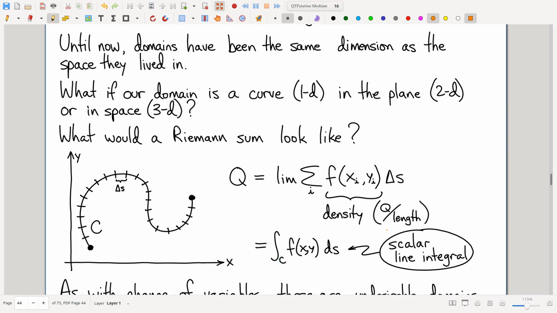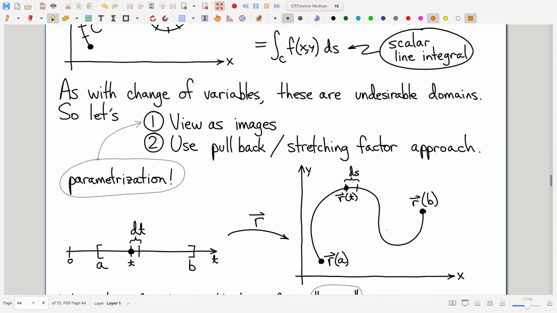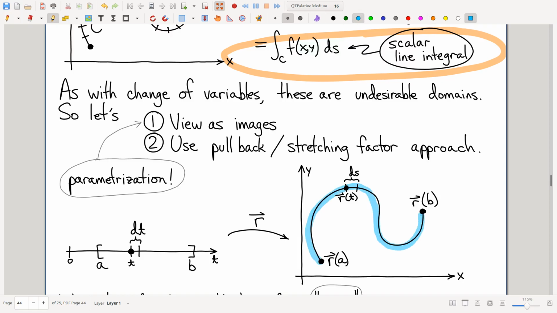Okay, big question then, how do I compute these things? How do I compute a scalar line integral? I'm going to point out we're in a situation much like when we were doing change of variables. We have a domain we don't like. Now, why don't we like this domain? It's a different reason that we don't like it. It's not because of corners. It's because it's dimensionally weird.